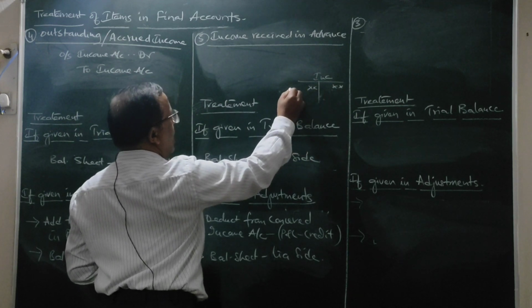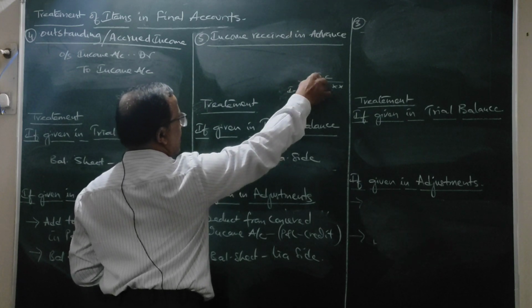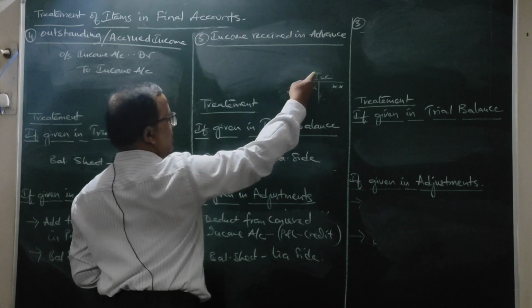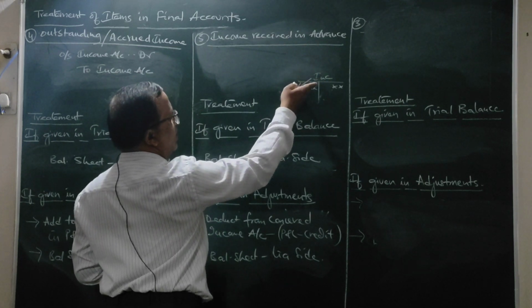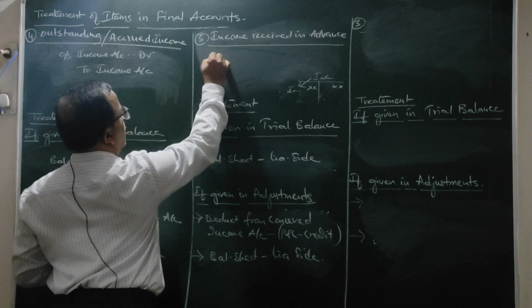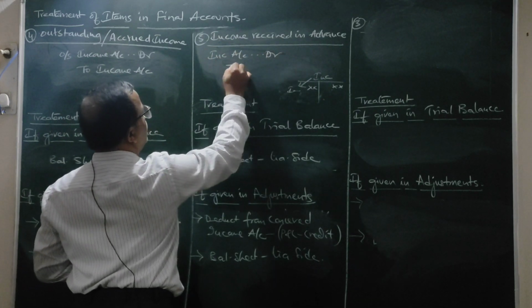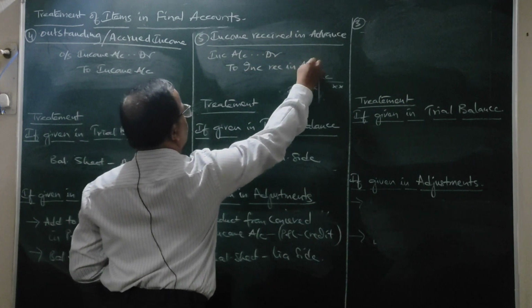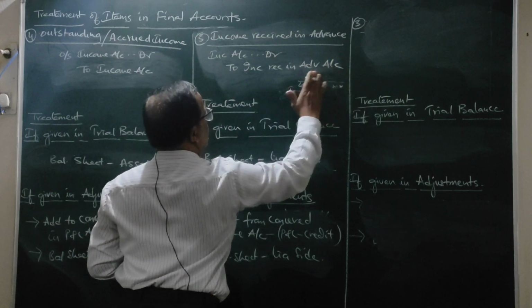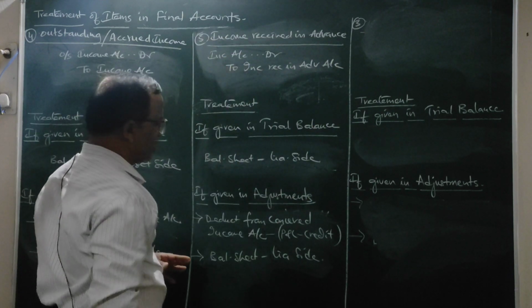So this is income received in advance. Your entry runs like this: Income account debit to income received in advance. Just like commission received in advance: commission account debit to commission received in advance. So this is income account debit to income received in advance account. This is the entry you are going to write.